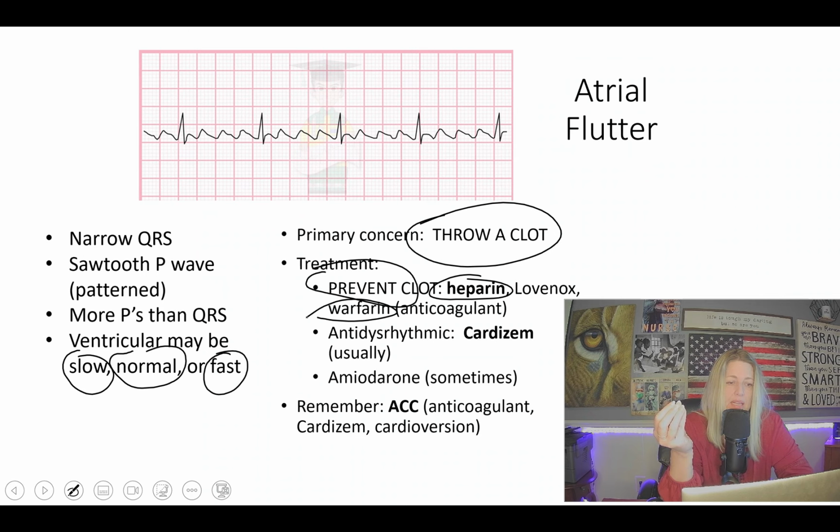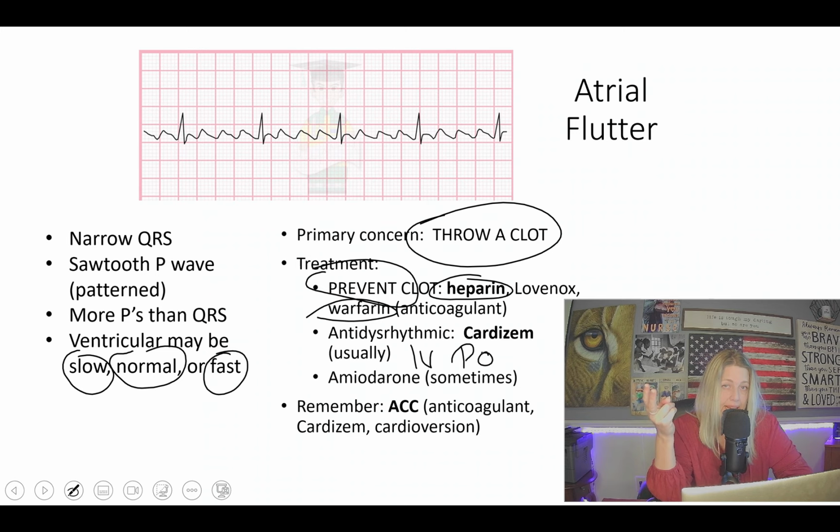And then you're going to be concerned about giving them an antidysrhythmic. You're hoping if you can give them a medication that can actually convert them out of a flutter back into sinus rhythm. And there's a medication that has been found to do that. It's usually started IV and then converted over to PO. So this med can be given IV or PO, and it's Cardizem. So you expect them to be on an anticoagulant and an antidysrhythmic like Cardizem.